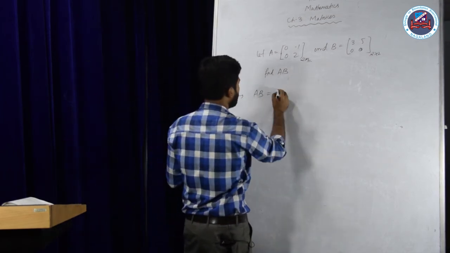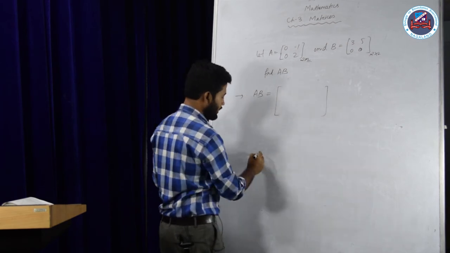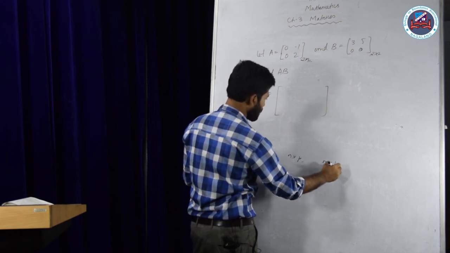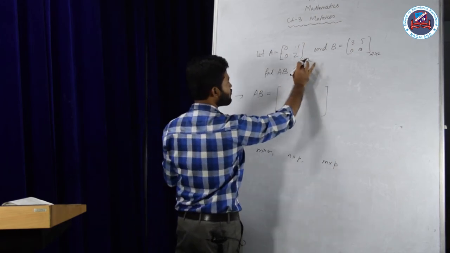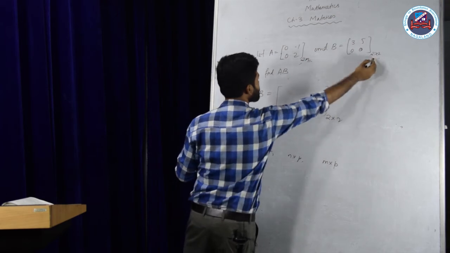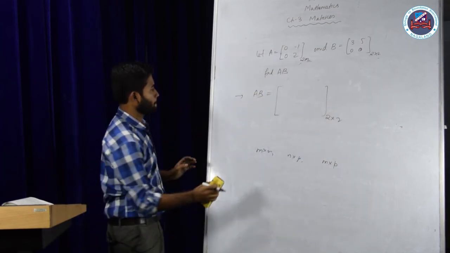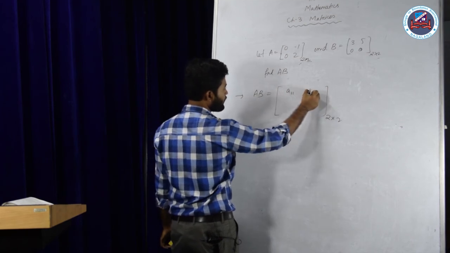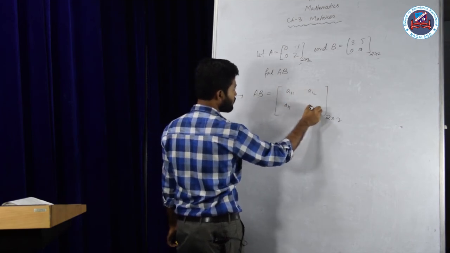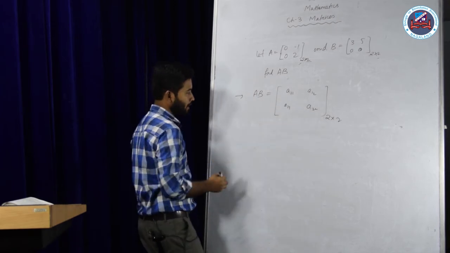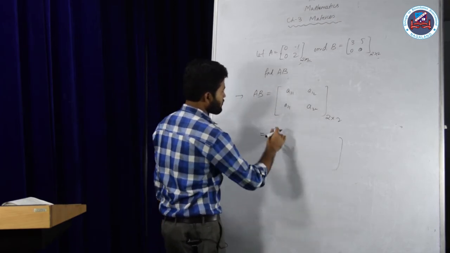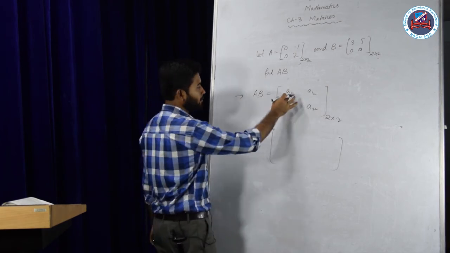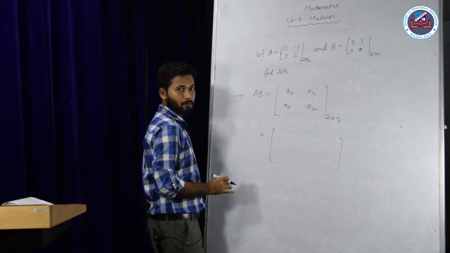Now, what will be our new matrix? Earlier we had m cross n and n cross p, and so we have got the new matrix as m cross p. Now what will be the new matrix? 2 cross 2, this 2 and this 2. Fine. So since it is a 2 cross 2 matrix, what will be the elements? a11, a12, a21, a22. No need to write this, simply for explanation I am giving it to you. So from here also you can see the first element we need is a11. That means it will be the first row and first column.